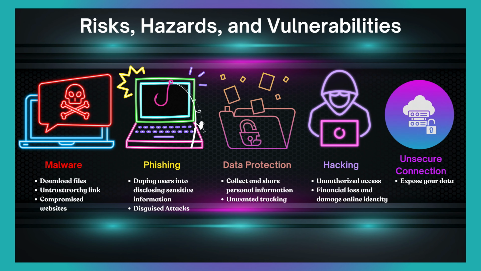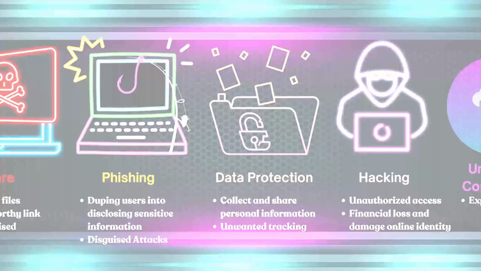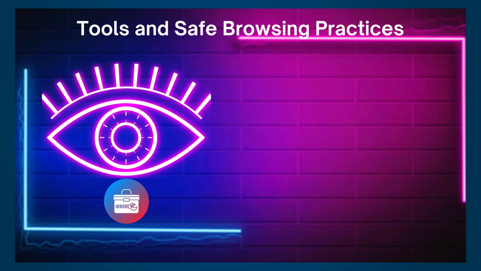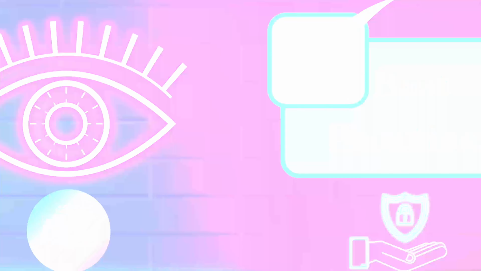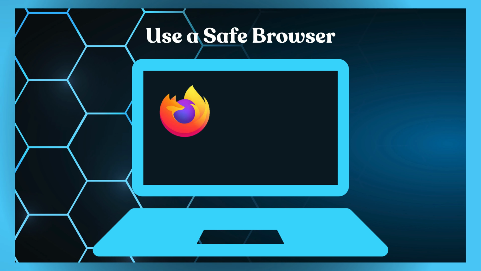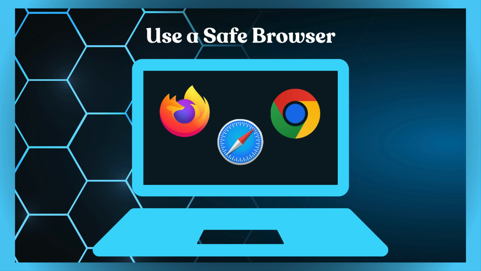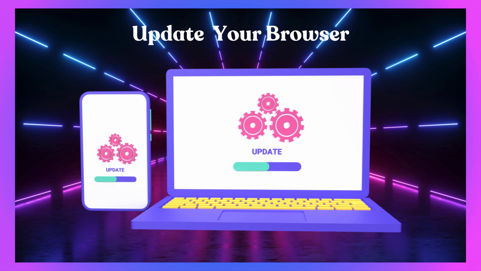Now that we've taken a look at the risks, hazards, and vulnerabilities associated with browsing the internet, let's take a look at some tools and best practices to improve your online security. Use privacy-focused browsers such as Firefox, Safari, and Google Chrome. Installing the latest versions helps keep your device secure. Fortunately, most common browsers include options to automatically update.